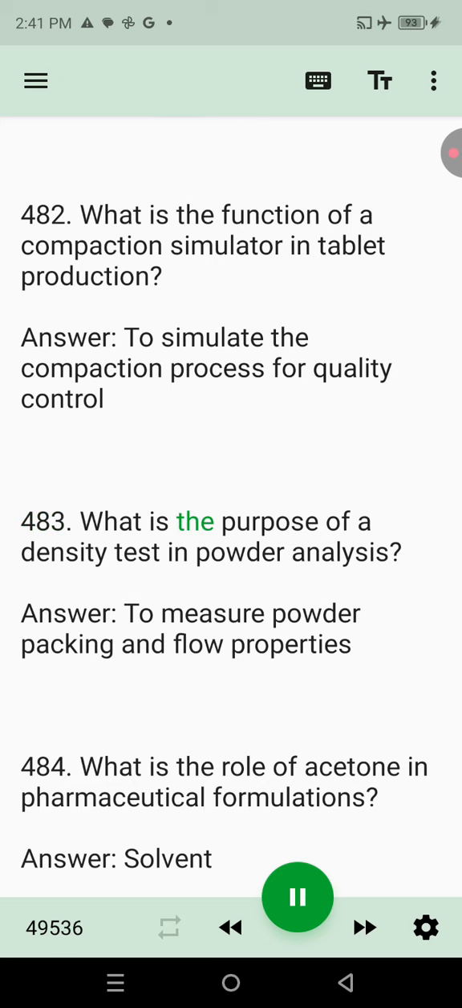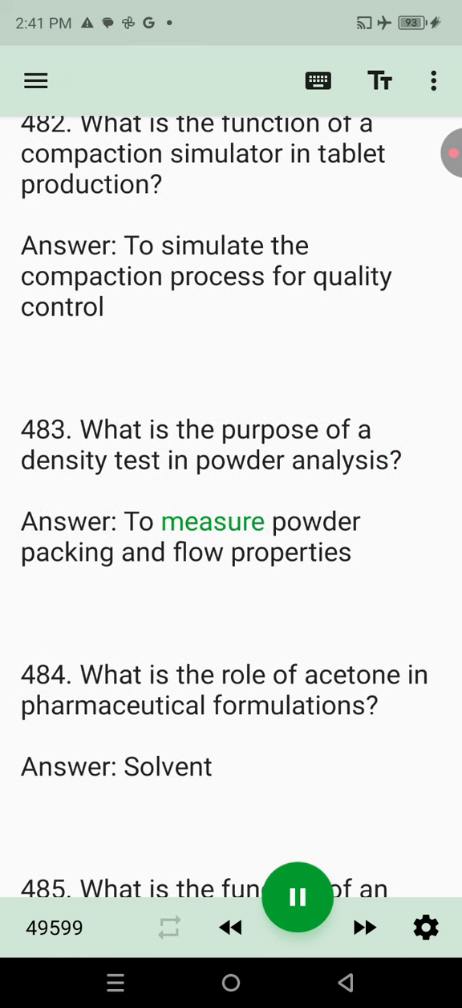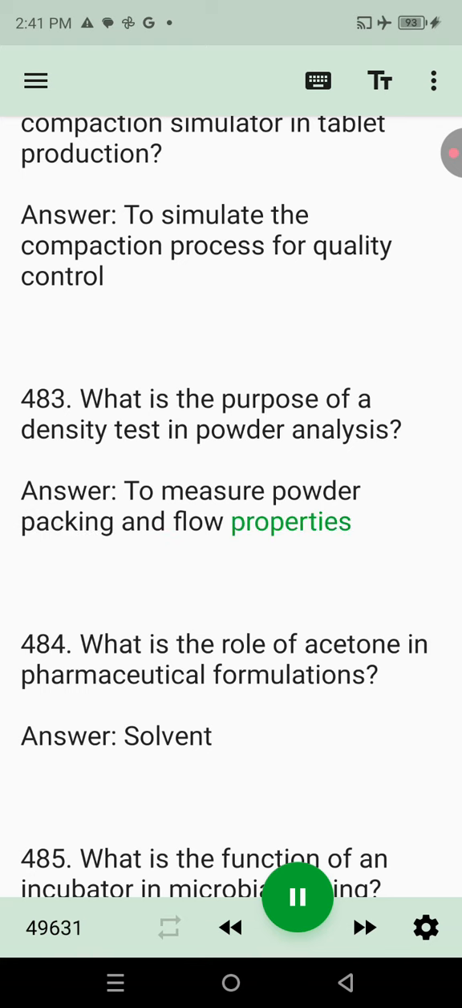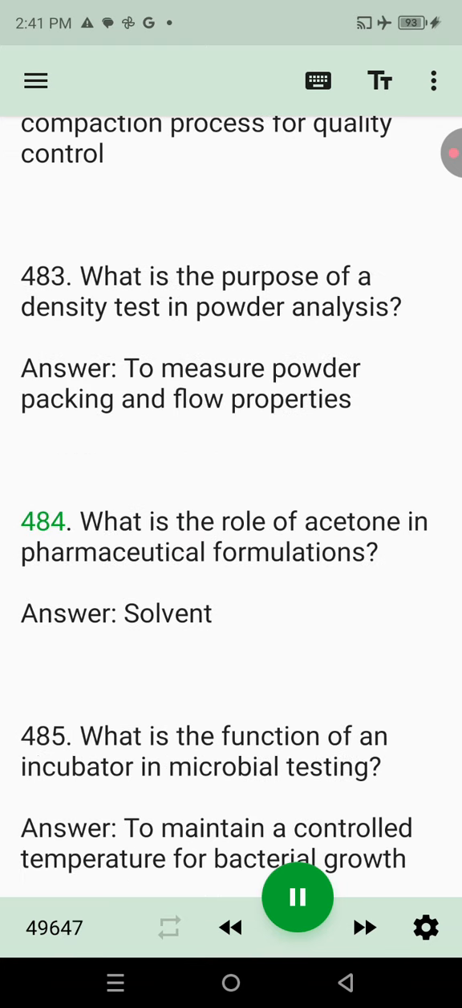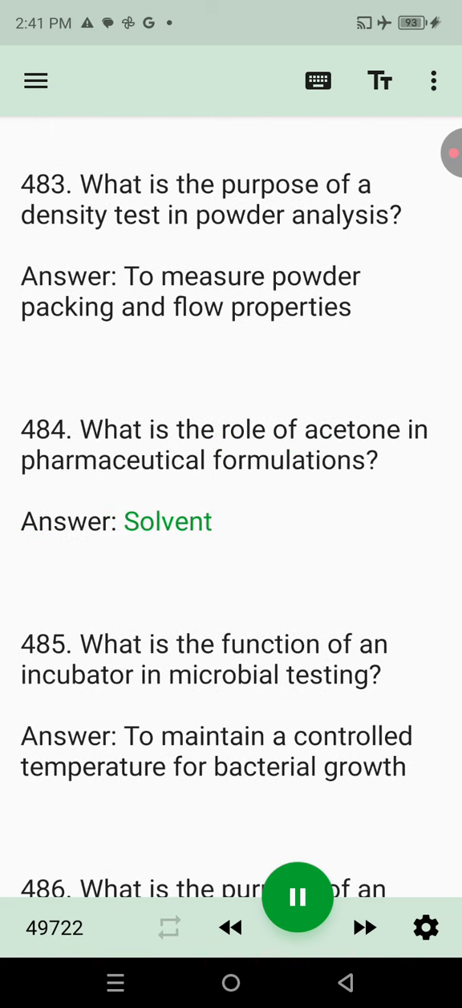483. What is the purpose of a density test in powder analysis? Answer: to measure powder packing and flow properties. 484. What is the role of acetone in pharmaceutical formulations? Answer: solvent.